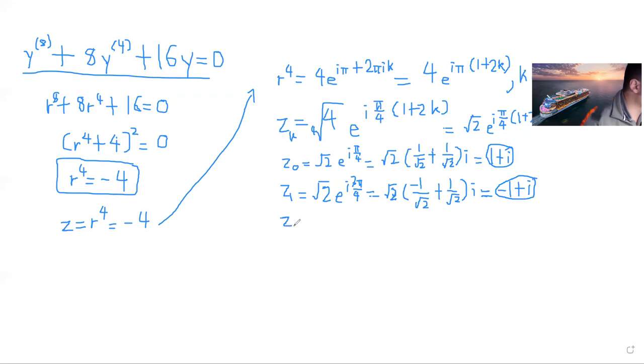z2 is equal to root 2 e to the power of i 5 pi over 4, which is equal to root 2 times negative 1 over root 2 minus 1 over root 2 i.